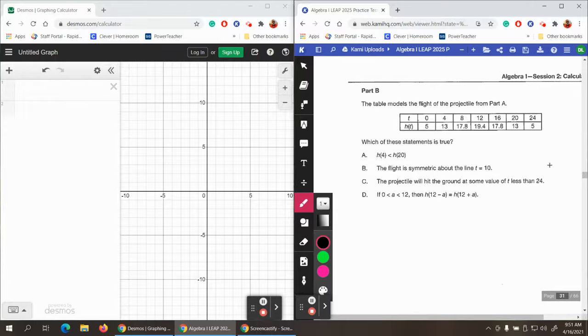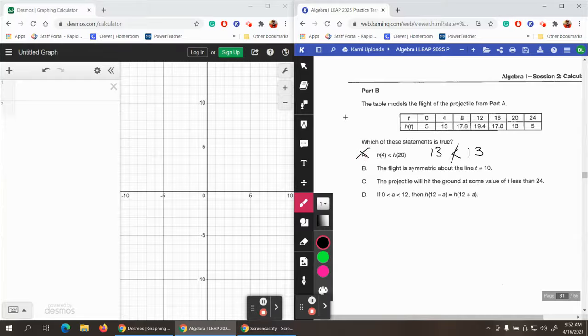All right, part B. Take the table, which statements are true. Okay, so this is saying h(4), right? And this says h(t), so the t goes in the parentheses. So h(4), so t is 4, is 13. 13 is greater than h(20), so go to 20, that's 13. Is that a true statement? No, those are equal, so that's not true.